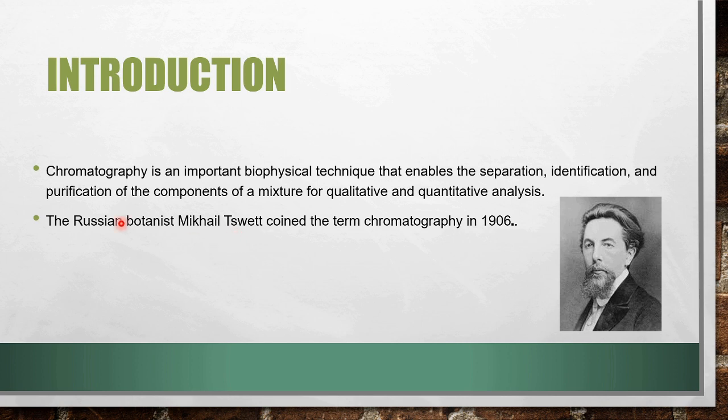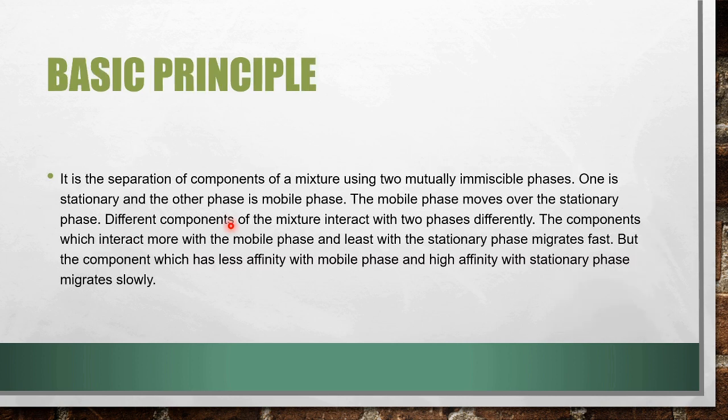And let us understand the basic principle behind chromatography. All the chromatographic methods have two common features, namely mobile phase and stationary phase. And these phases are mutually immiscible, and the separation of the components depends on the relative solubility of the substances in these two different phases, that is in the mobile phase and the stationary phase.